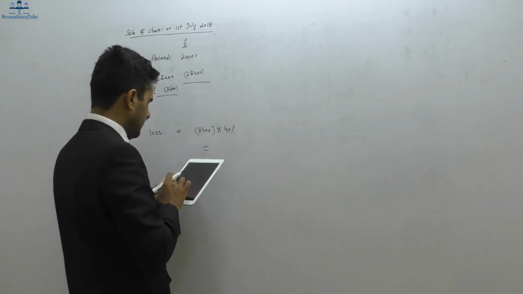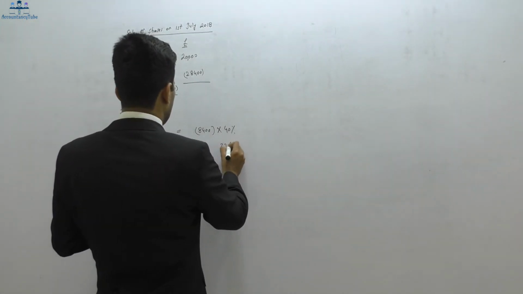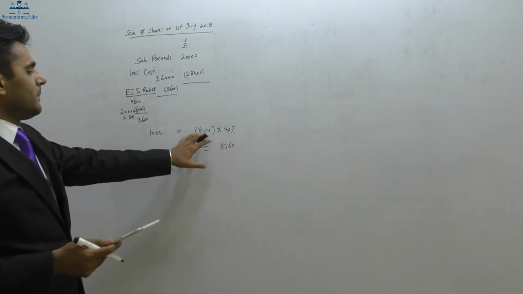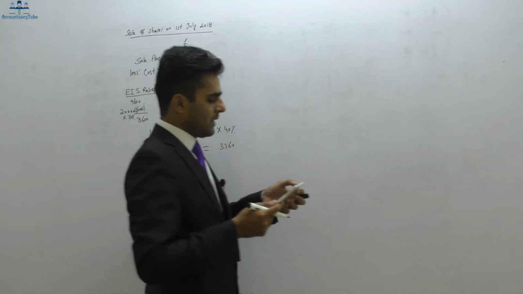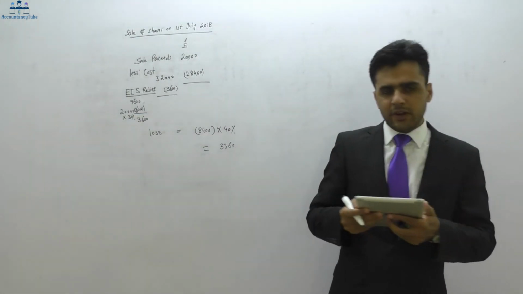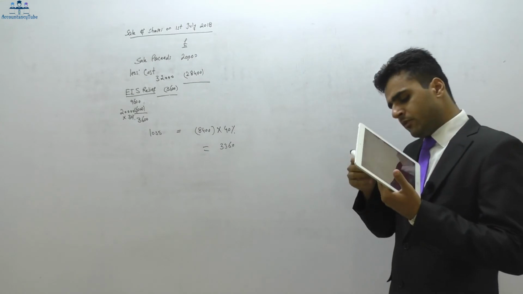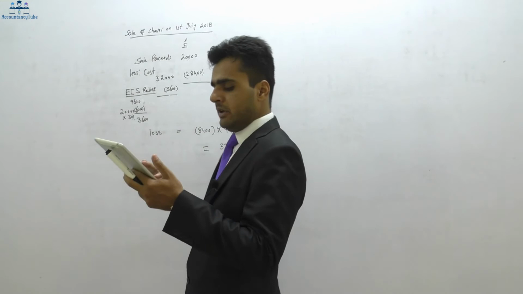£8,400 times 40%, that is £3,360. So that's how much tax we will save, because we can set it off against general income and we will save tax at the rate of 40%. All right, so that would be the consequences if we sell the shares on 1st of July 2018.